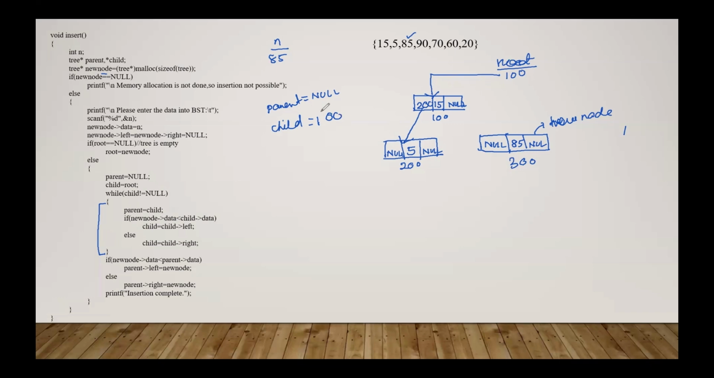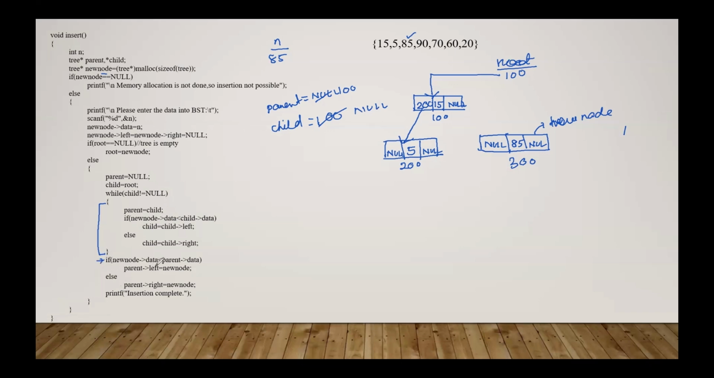So parent equal to child. Right now what is the parent value? 100. If new node data, what is new node data? 85 is less than child data. Child data is 100, and 100 data is 15. No, it is false. If it is false, it will go to the else part. Child equal to child right. What is child? Child is right now 100. 100 right, what? Null value, right now it is null. If it is null, it will go to the ending curly bracket and go to the starting curly bracket. While child is not equal to null, it is false. If it is false, it will go to the next line.